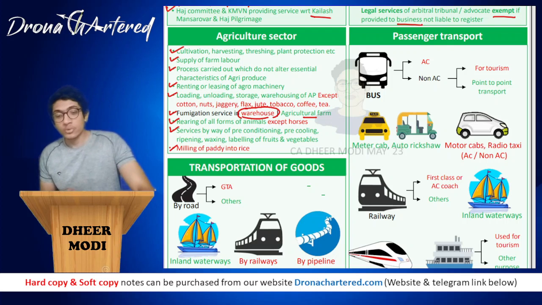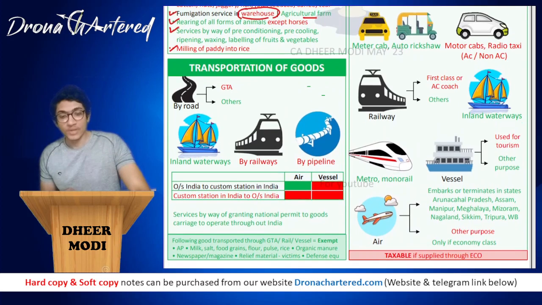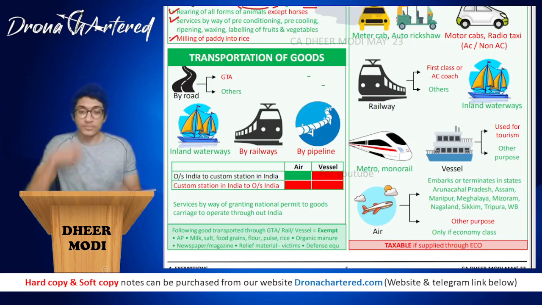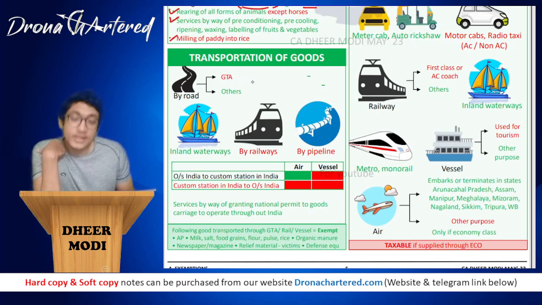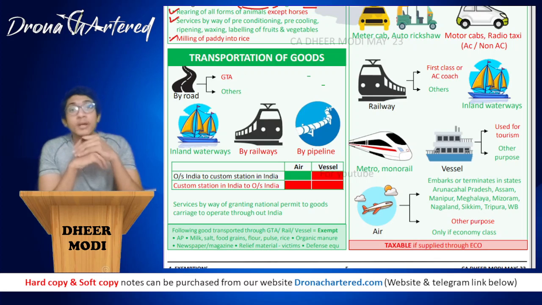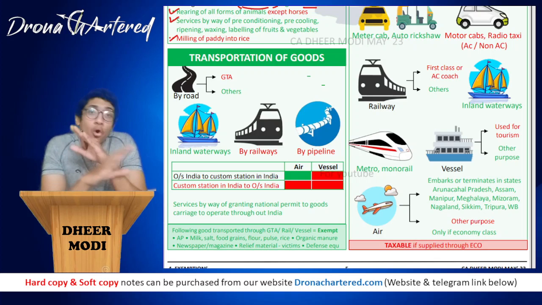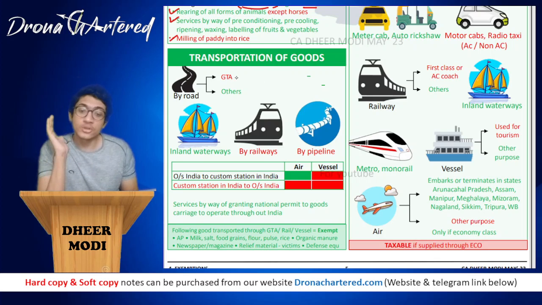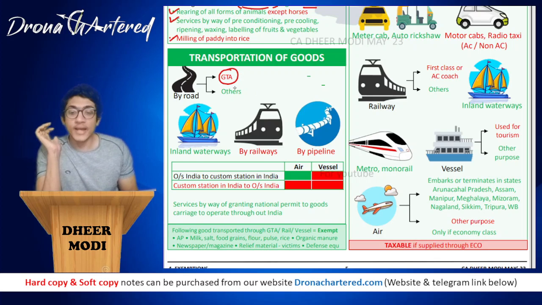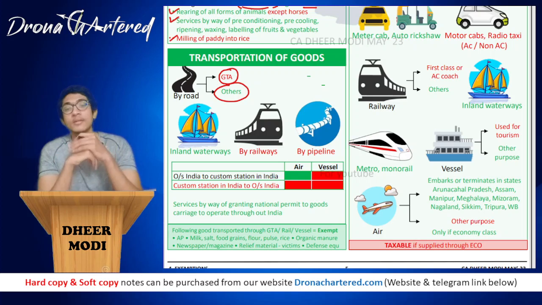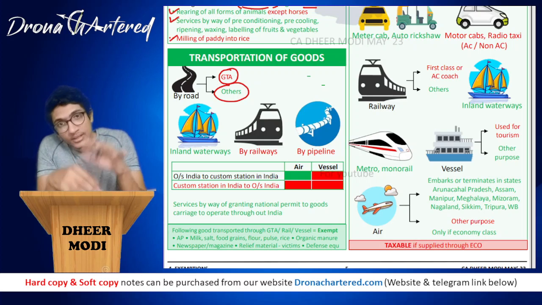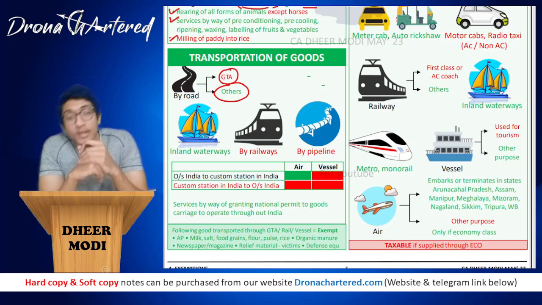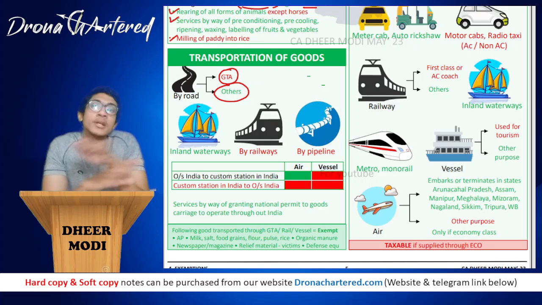Now let's come to the transportation of goods. If you remember, earlier for GTA it used to be 750 per consignment or 1500 per carriage. All of those exemptions have been withdrawn. Now transportation of goods by GTA will be taxable, and by others, that is if it is by road, if it is by others, then it will be exempt. Clear? So by GTA, it is now taxable. Those limits with respect to 750 and 1500 have been removed.